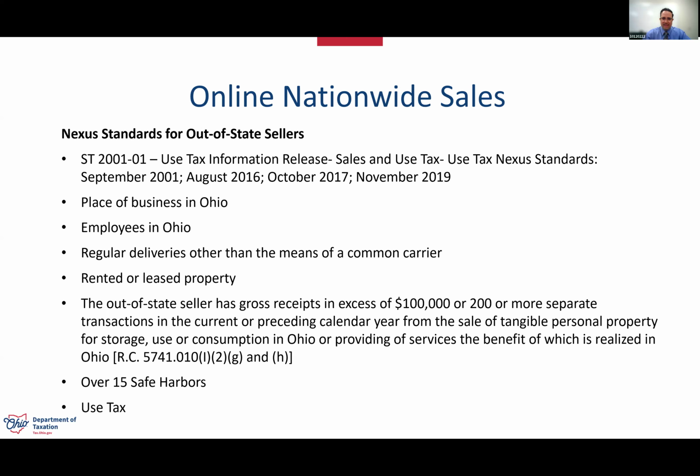And then the big one is if you have taxable gross receipts in excess of $100,000 or 200 or more transactions, that would create nexus. So if you didn't meet the $100,000, then there's a possibility that you reach the 200 transactions. In this information release, there are also 15 safe harbors. I won't be going through those today, but there are some safe harbors for out-of-state companies to get out of collecting sales and use tax for Ohio.